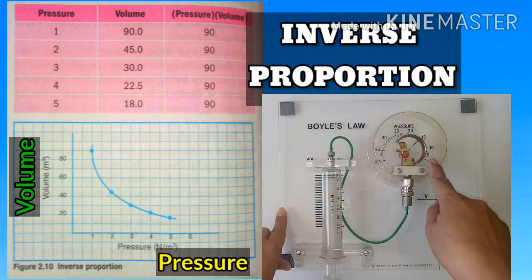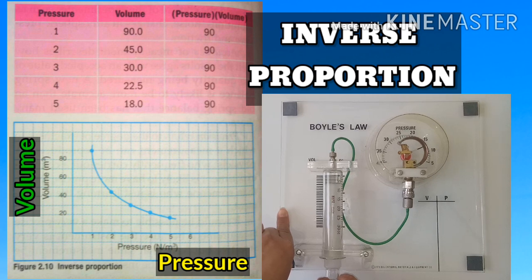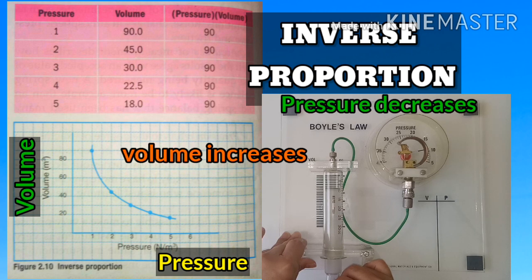Now what I'm going to do is I'm going to decrease the pressure and see what will happen to the volume. So I'm now decreasing the pressure. So as you can see, the volume increases as the pressure decreases. So this is an example of inverse relationship or inversely proportional.